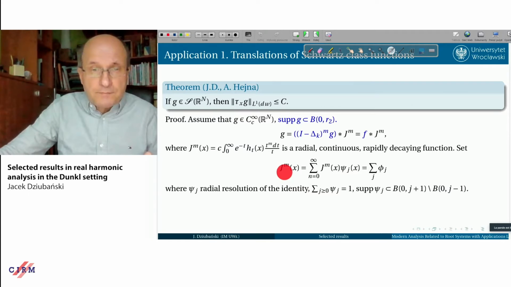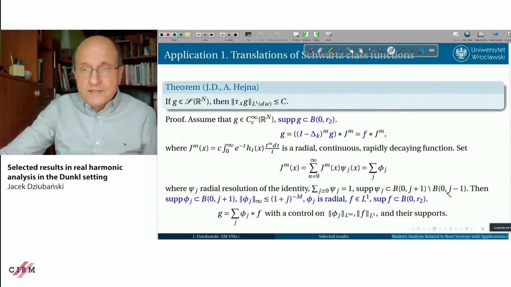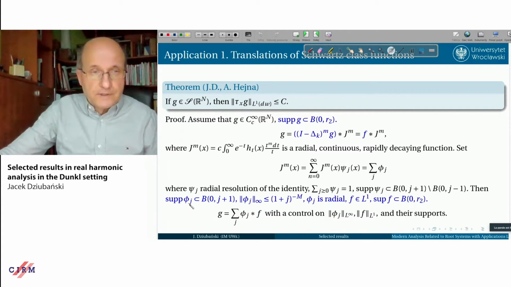So we obtain the decomposition of the Bessel potential in the form of a sum of functions phi j, and we may easily control the following. And we may easily control the support of function phi j.